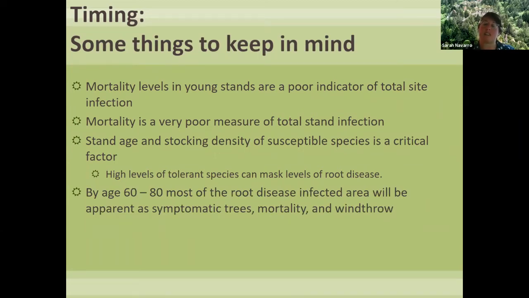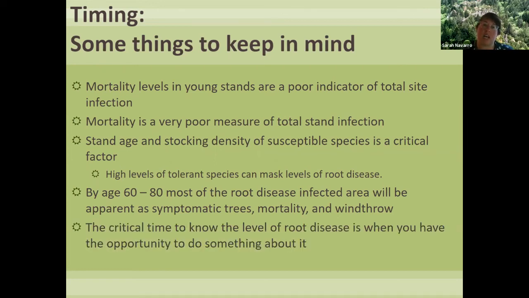And then by age 60 to 80, most of the root disease infected area will be apparent with symptomatic trees, mortality, and windthrow. So those characteristic root disease centers are going to be most apparent at age 60 to 80. And the critical time to know the level of root disease is when you have the opportunity to do something about it. So definitely, we strive at ODF for pre-harvest surveys so that we can do something about it before we put in the next generation of trees.